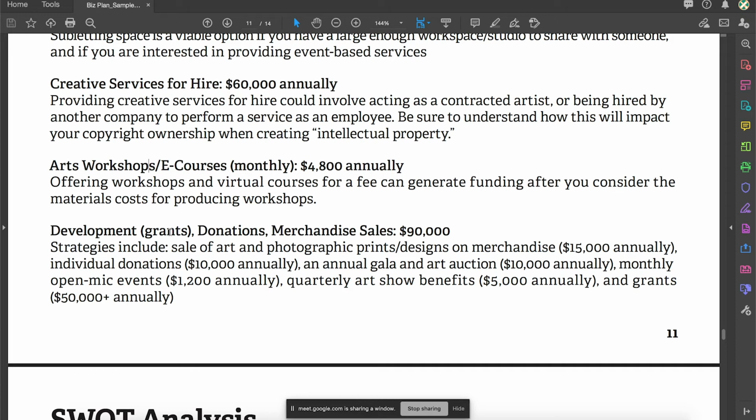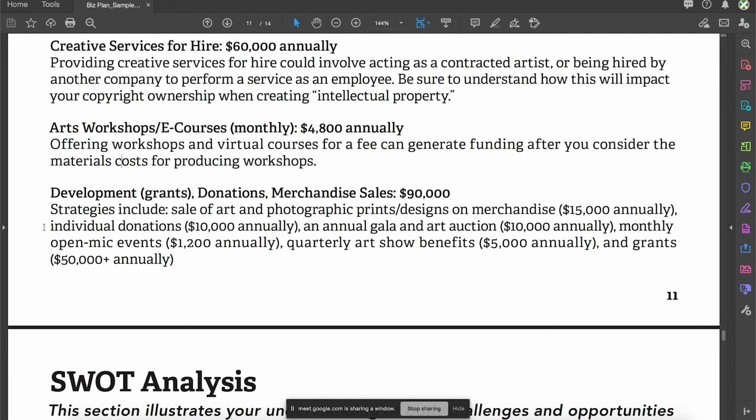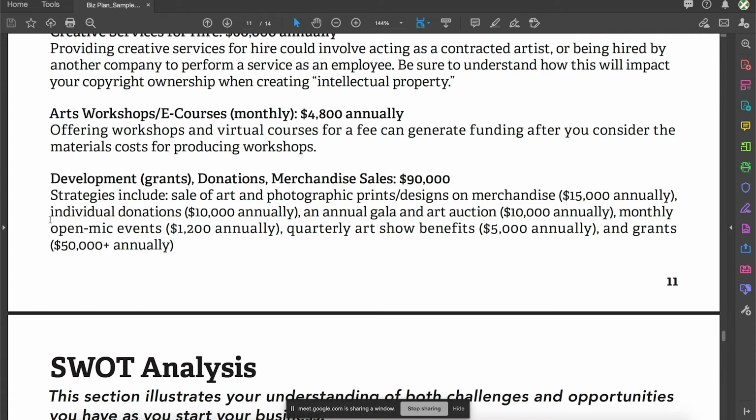So you have development, which is grants. That's another fancy way of talking about grant writing and receiving grants and donations. Then there's, of course, merchandise. Depending on what type of business you're doing, what kind of art you're doing, you could do prints and posters, tote bags and t-shirts and all kinds of things like that. You can also do individual donations. Like I said before, you can do Kickstarter, you can do Patreon. There's a lot of different types of online platforms available to receive donations, even if you're not a nonprofit. You can also do annual art shows and auctions and things like that.